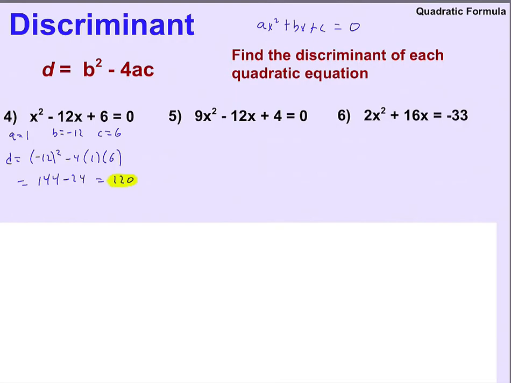Sometimes the numbers get a little bit bigger. So we've got a equals 9, b equals negative 12 again, and c equals 4. So again, the discriminant is b squared minus 4 times a times c. And so that's 144 minus 4 times 9 is 36. 36 times 4 is 30 times 4 and 6 times 4. So that's 120 and 24. Well, that's 144. So this time the discriminant is 0.